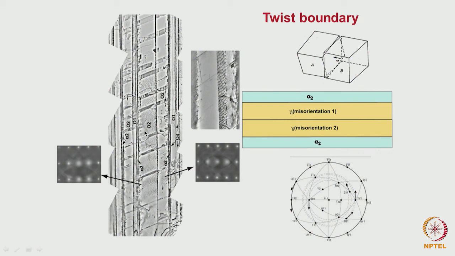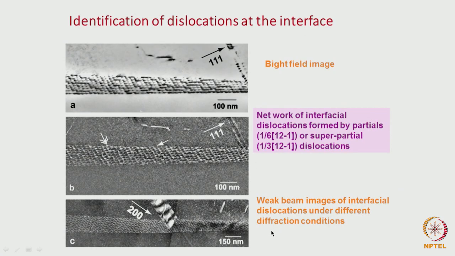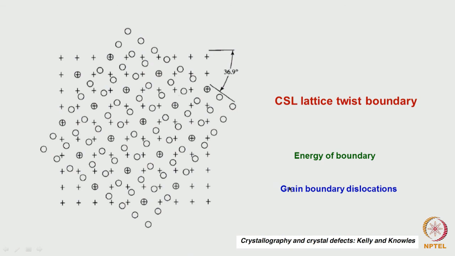Here also, what is important is that in a twist boundary you can see two types of dislocations, one, and in this direction another type of dislocation. Two dislocations which are almost perpendicular to each other. A set of dislocations is necessary to stabilize this boundary. This is another example. Here, when you look at the weak beam, you can see this is one type of dislocation and this is another type of dislocation. These two together are stabilizing this twist boundary.